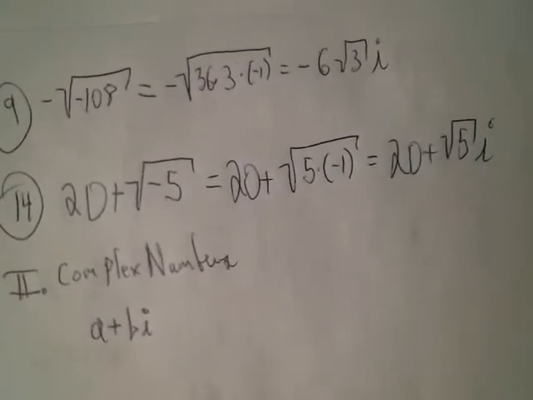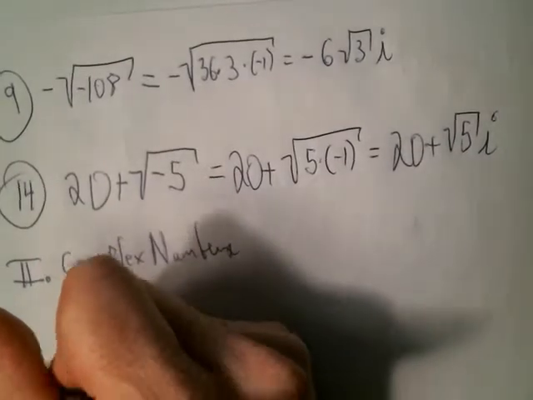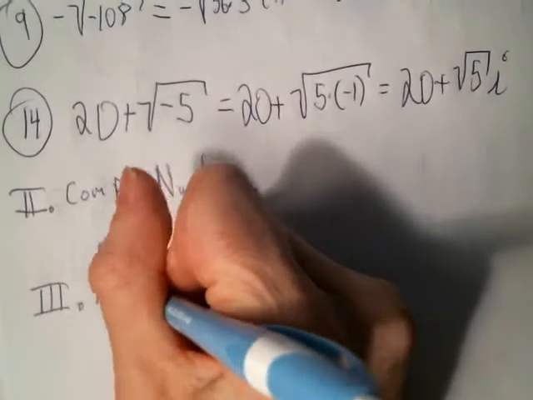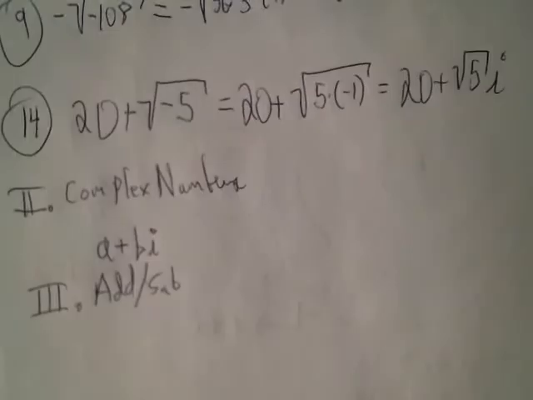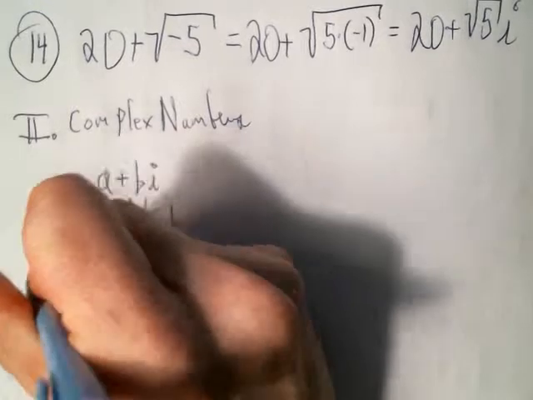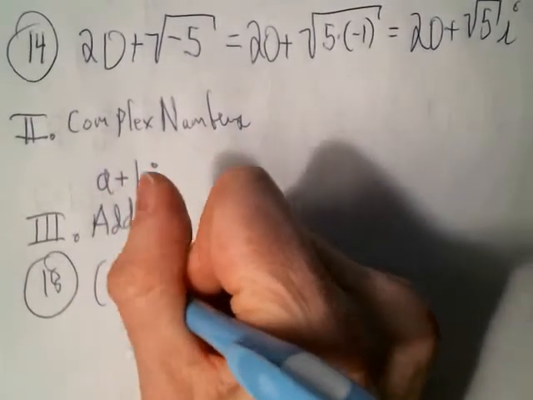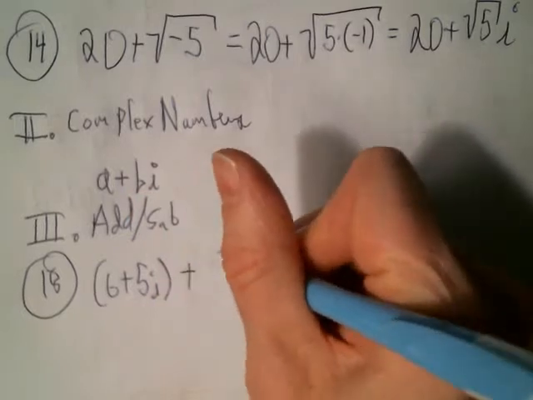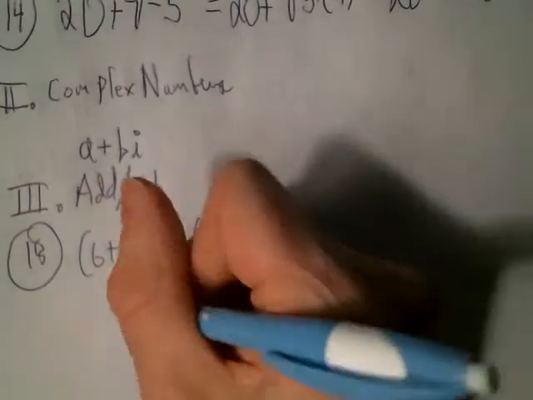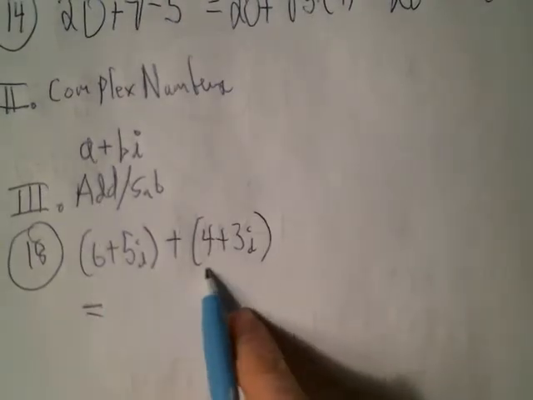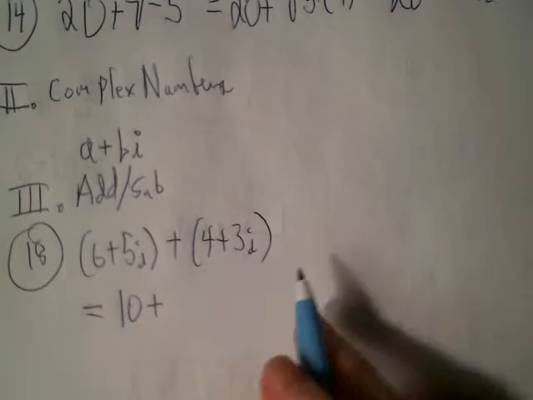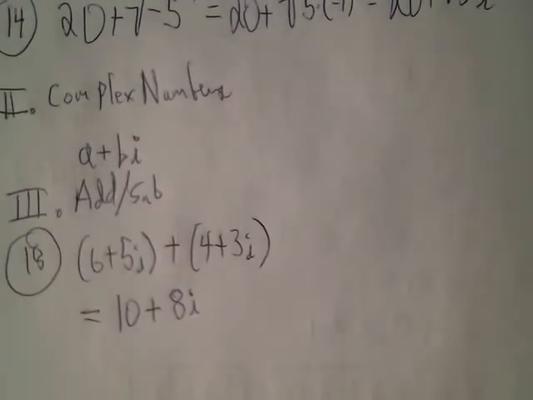Anyways, let's take a look at adding and subtracting, and then eventually we want to be able to multiply these things. We'll begin with adding and subtracting. And basically, you're just adding the real parts together and add the imaginary parts together, and then you're done. So here's number 18. I have 6 plus 5i's, our first complex number, plus 4 plus 3i, our second complex number. So you'll add together the real parts. 6 plus 4 is 10. And then you add together the imaginary parts. 5i's plus 3i's give me 8i's, and that's it.